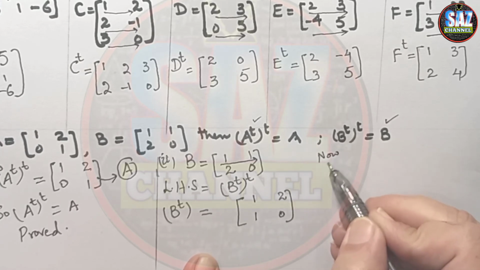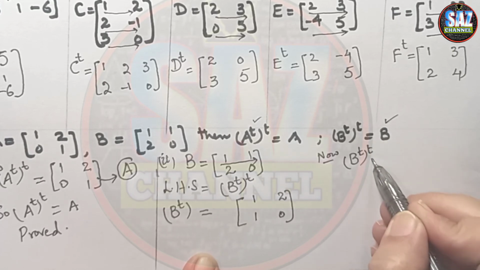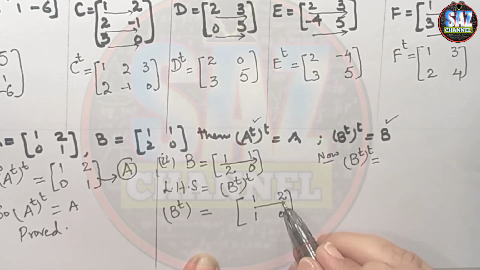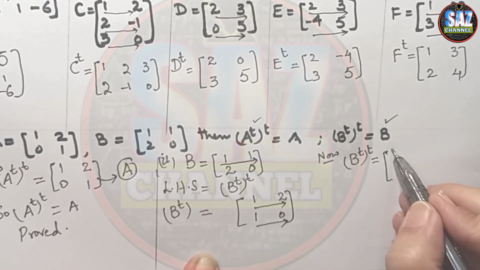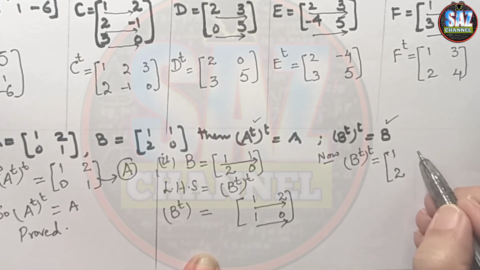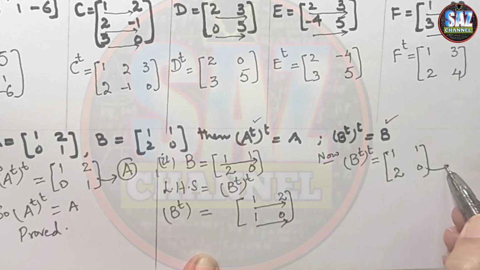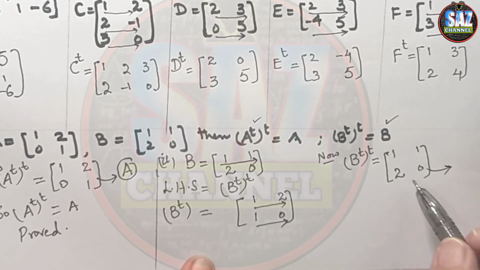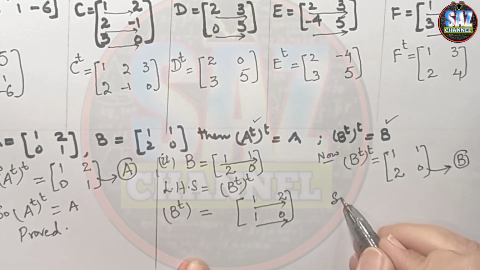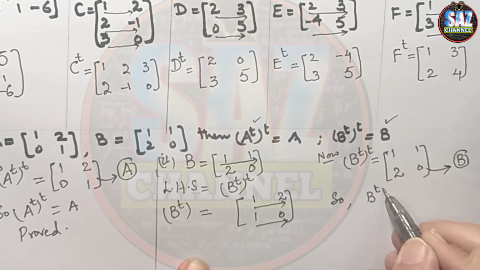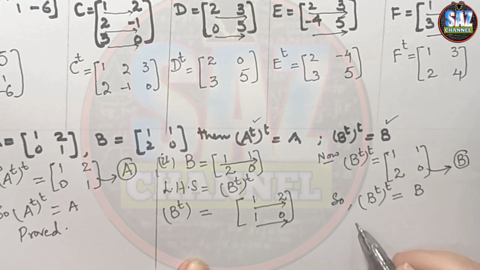Now we again have to take the transpose of this B transpose, that again I have to turn the rows into columns. It will take the form 1 2 is the first row, it will be written in form of column, and then 1 0 will be written in form of the column. And if we look at this answer, we can see that this is equal to original matrix, which is B. Hence, B transpose and transpose equals B. Hence proved.